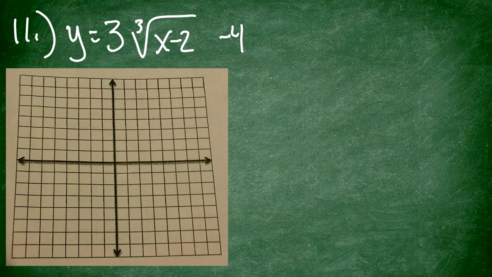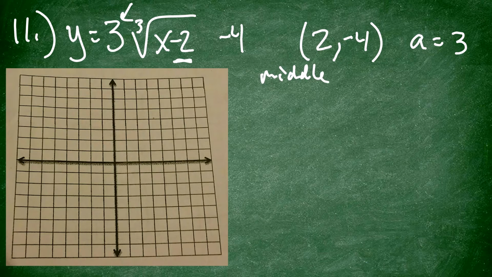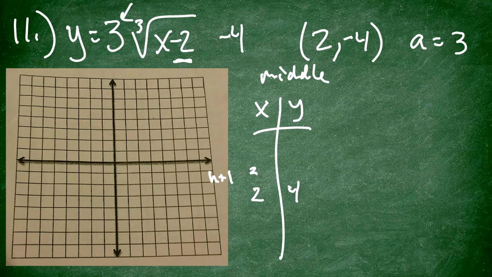Alright, number 11, we have y is equal to 3 times the cube root of x minus 2 minus 4. So we have h, it looks like negative 2. We don't trust the person hanging on their x, that's why it's positive 2. K is negative 4. And then a is 3, because that's the number right there. Okay? So now, I know it's a middle point, because it's a cube root. So I say xy chart, I put positive 2, negative 4 in the middle. I do h plus 1, that's how I get 3. I do h plus 8, that's how I get 10.